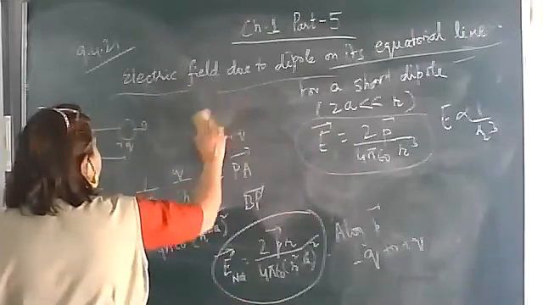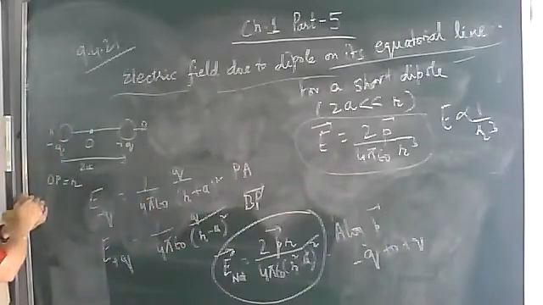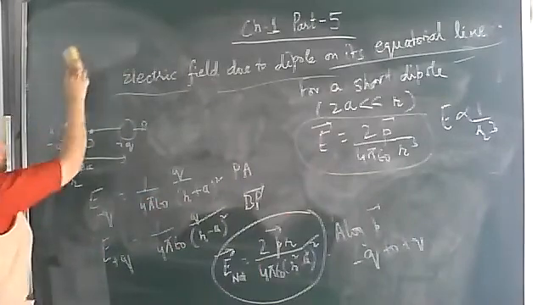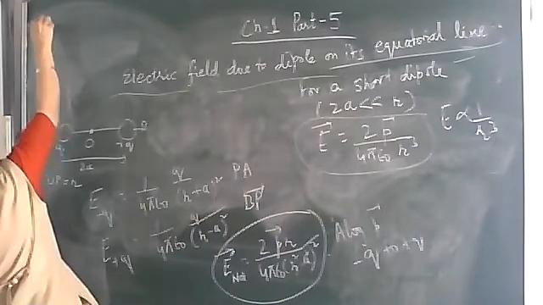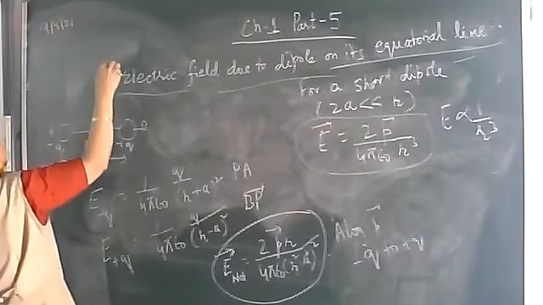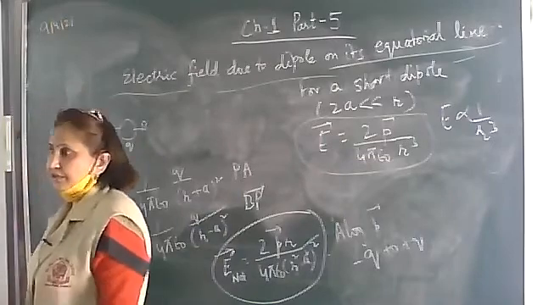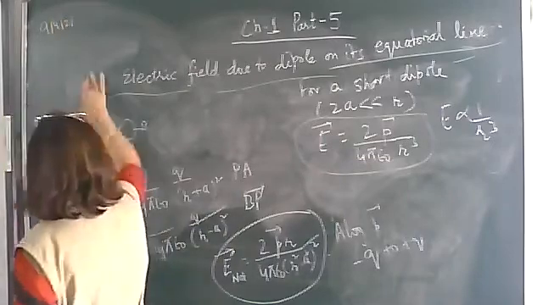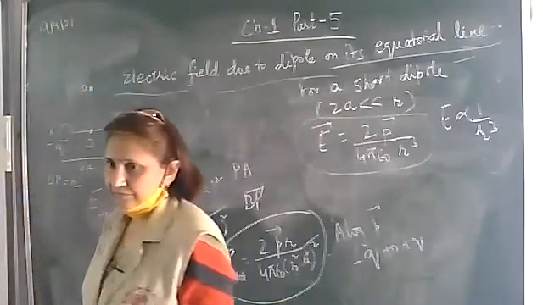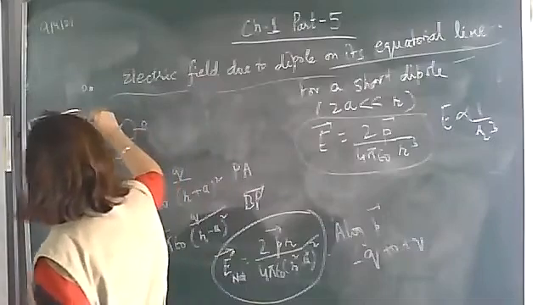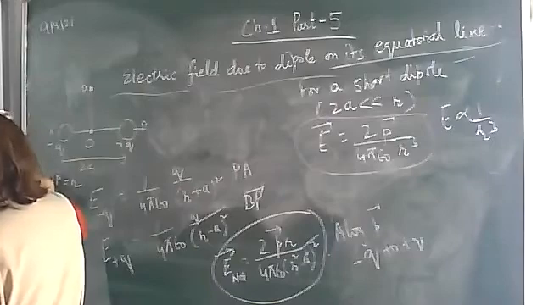Now we'll find out the electric field due to this dipole on the equatorial line. So the next topic is electric field due to this dipole on the equatorial line. This perpendicular bisector line, we call it the equatorial line. At any point, we have to find out the electric field at a point P, where OP distance, let OP distance be equal to R.